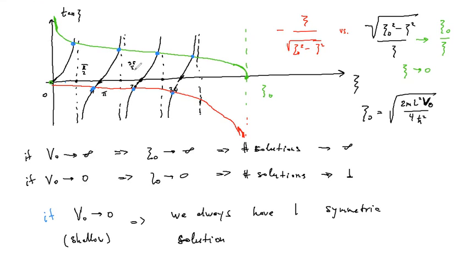Apparently, you can't find a solution in the arbitrary case. Maybe only graphically, or maybe a computer program can do this. But in the limit, I can. If xi naught goes to infinity, so it's a very deep well, that means that your V naught goes to infinity.